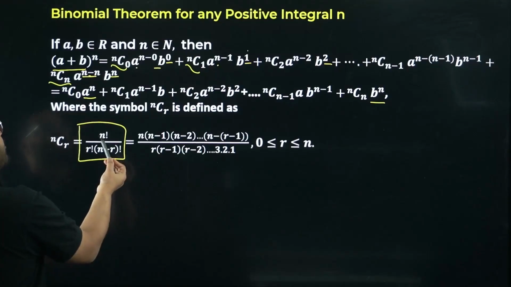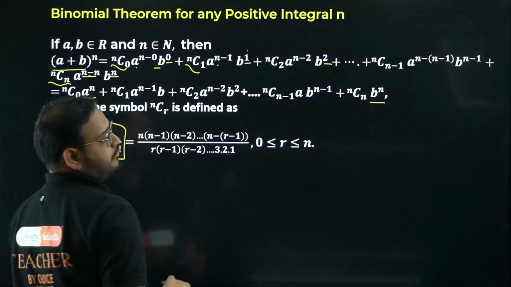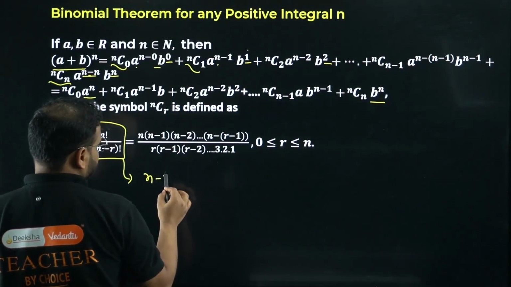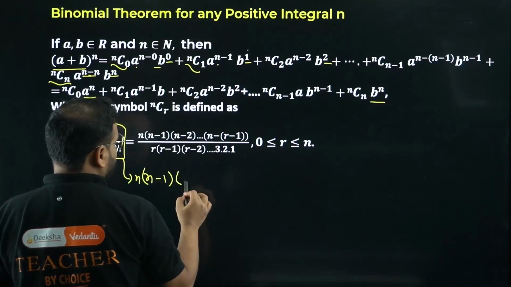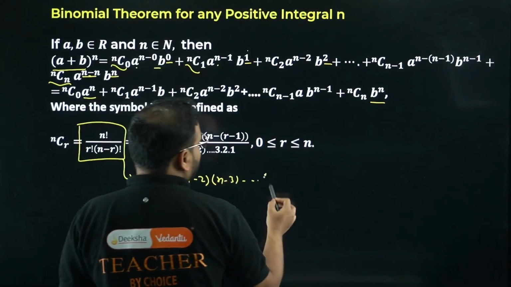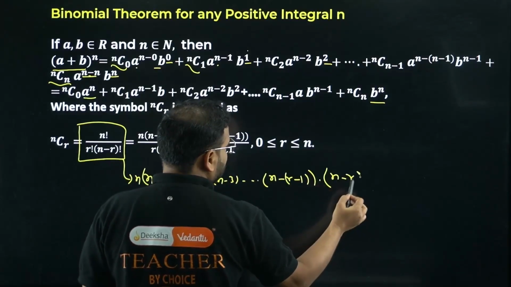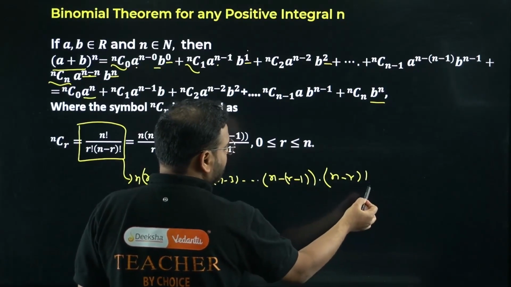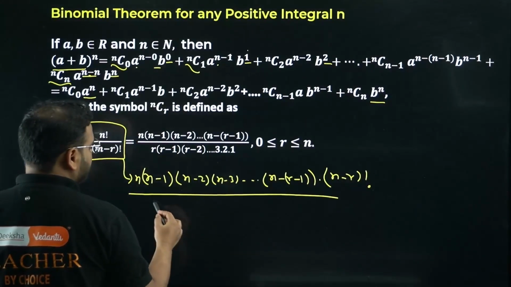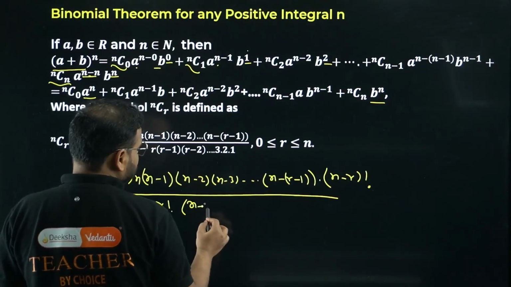And how do we write this? n factorial means n times (n minus 1) times (n minus 2) all the way to n minus r. Why this? I can write it this way: n times (n minus 1) times (n minus 2) times (n minus 3) dot dot dot till (n minus r plus 1). Next comes (n minus r), and after that I'll continue like this. I'll write here factorial, divided by r factorial, and then again I have (n minus r) factorial.